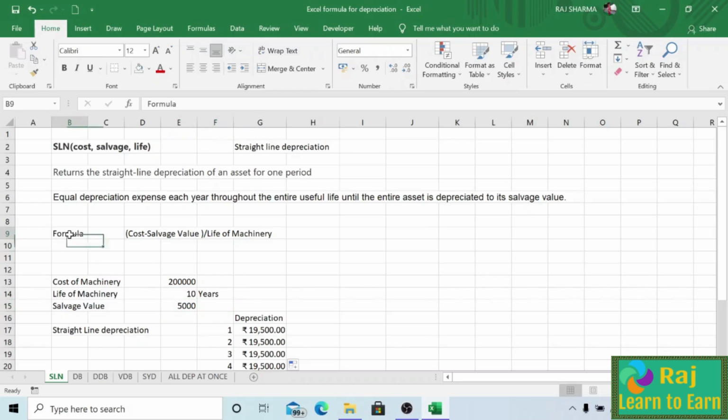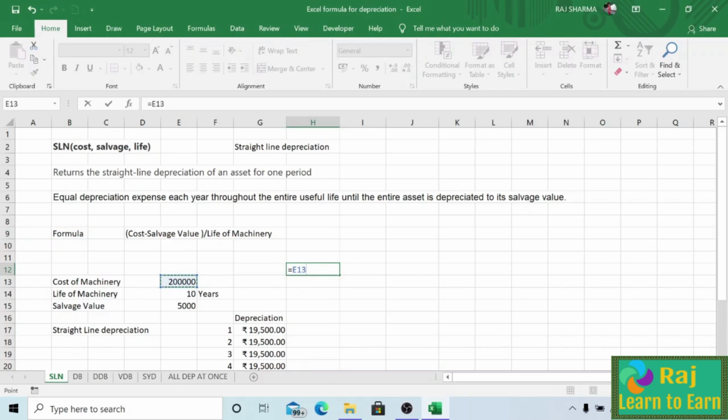The formula for calculating straight line depreciation is cost minus salvage value, divided by the life of machinery. So simply, we can also understand it from here. 2 lakh is the cost of machinery. So 2 lakh minus the salvage price of 5,000 gives me 1,95,000, and when it is divided by the life of machinery, it gives me the depreciation price.